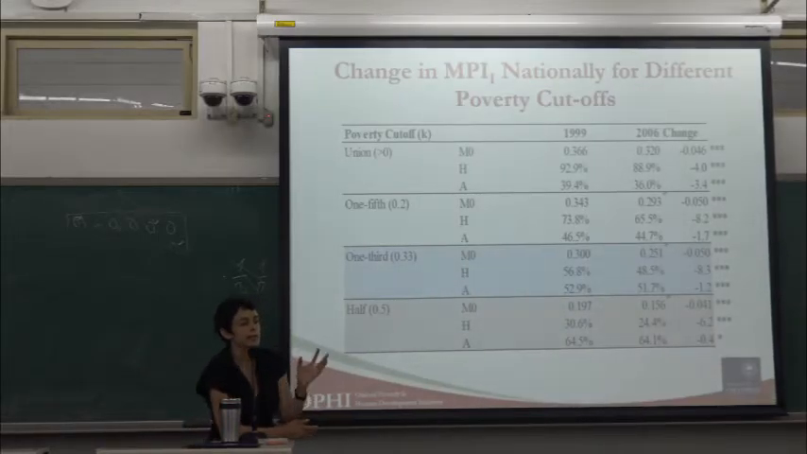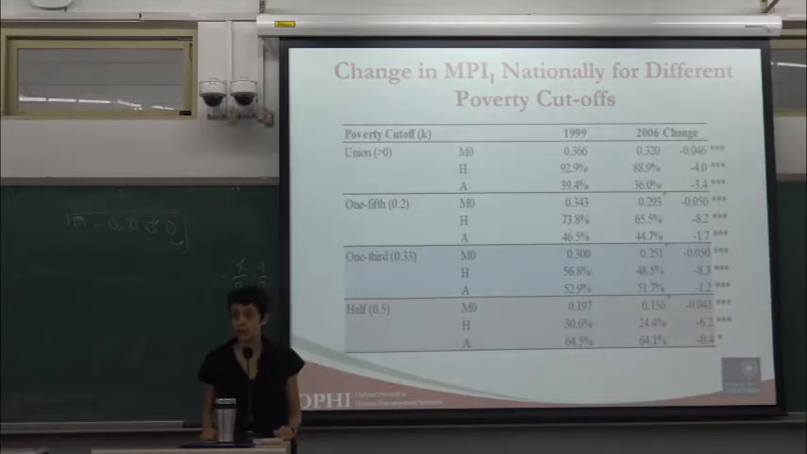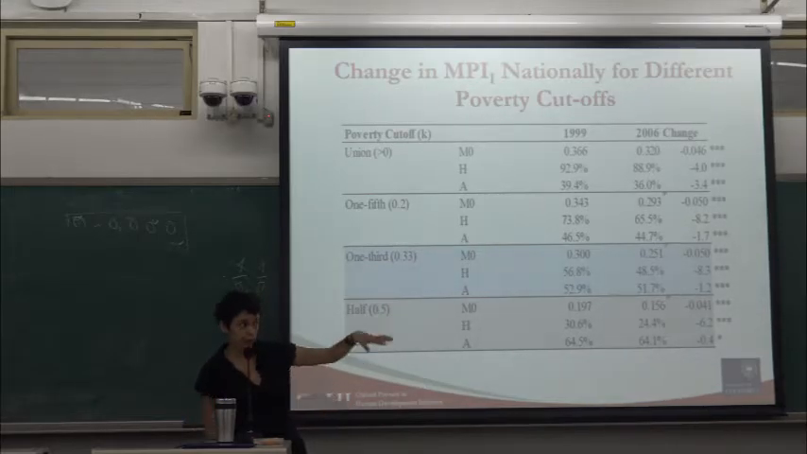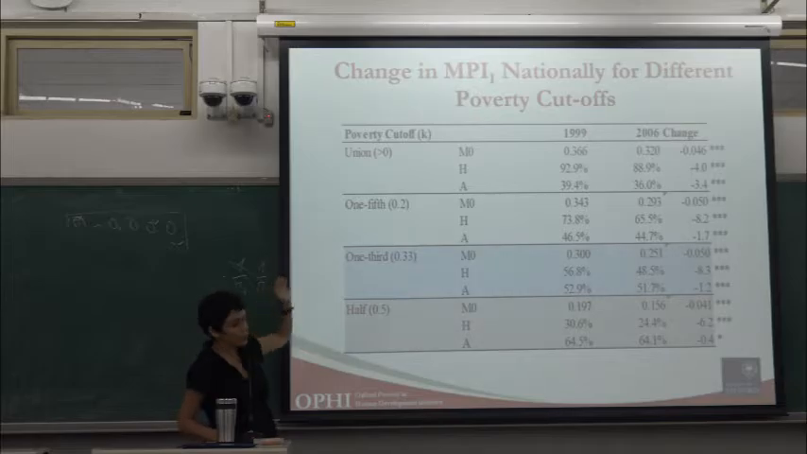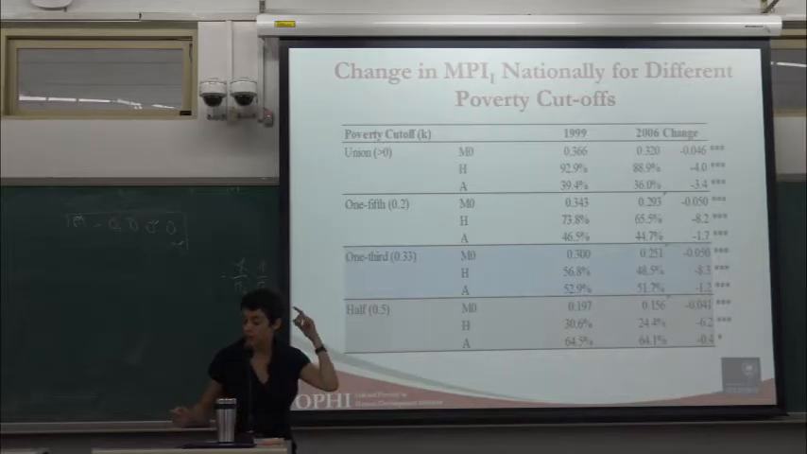Besides, if you're going to test for a poverty cutoff, it is also good practice to test for different poverty cutoffs. So if I conclude that poverty reduced for a cutoff of one third, would it be different if I had a cutoff of 20%, 50%? Just to see if this change is robust for different poverty cutoffs. And they did it for union, so you are poor if you are deprived in at least one indicator, 20%, 33.5. And it's always significant in all the indicators, in the three indices.